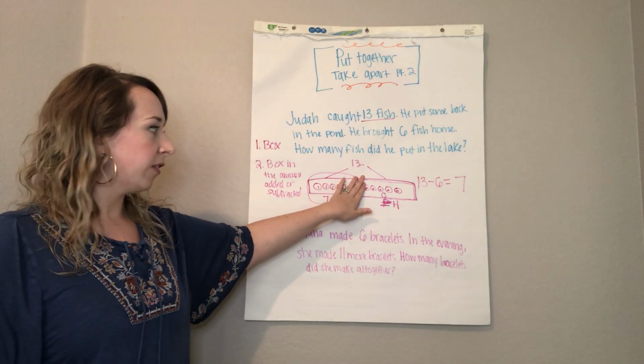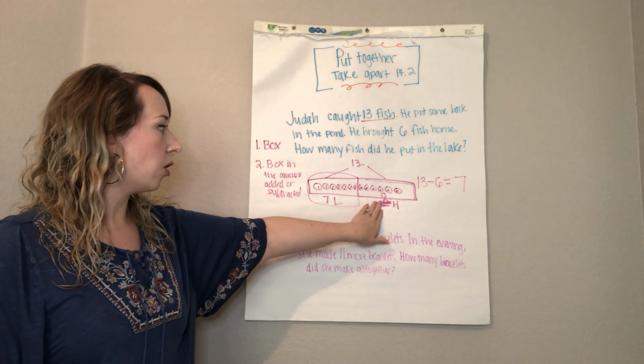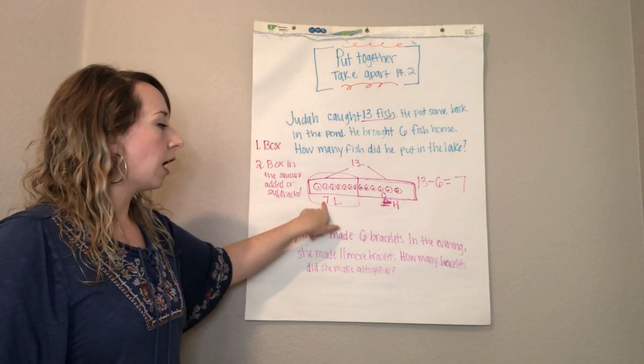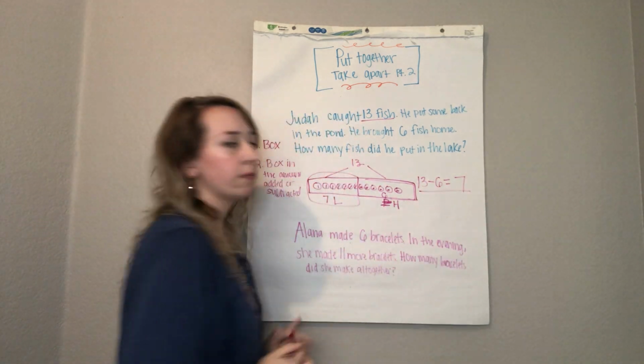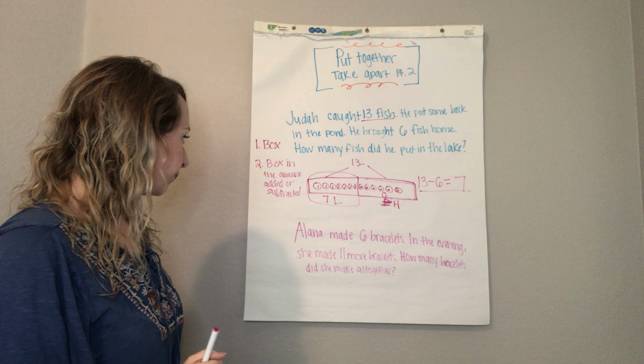Judah had 13 fish. He took 6 of them home, and 7 are how many returned back to the pond. Therefore, 13 minus 6 equals 7.